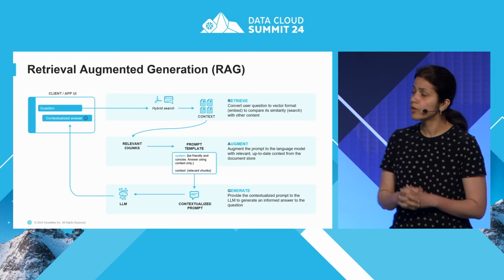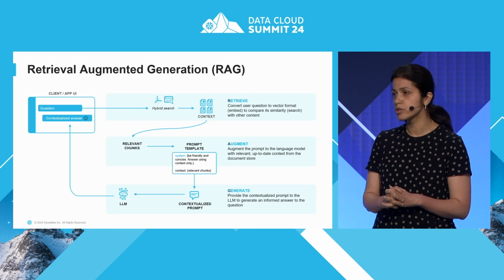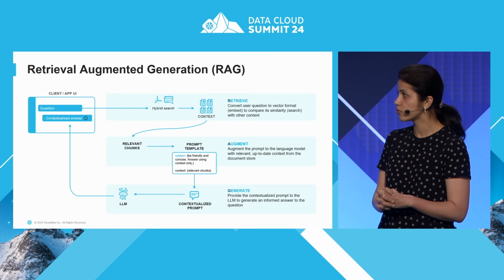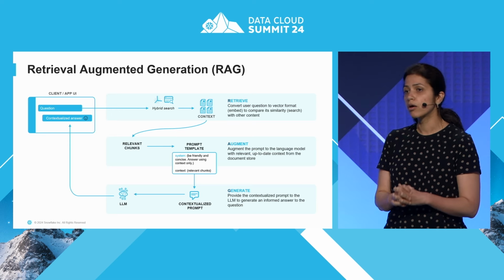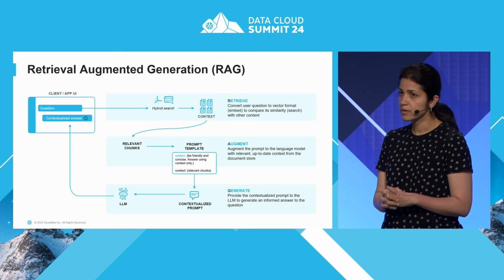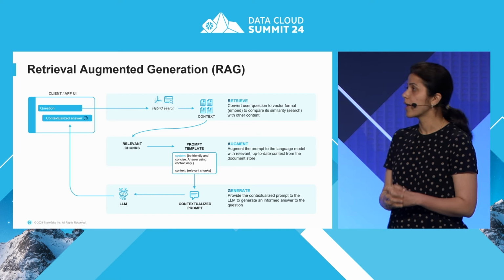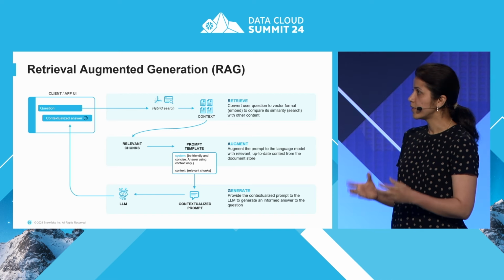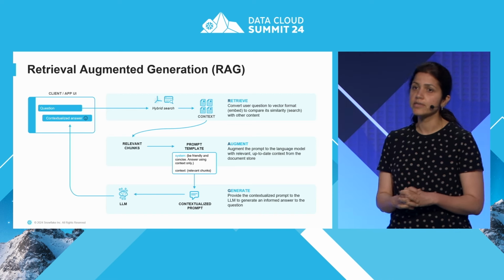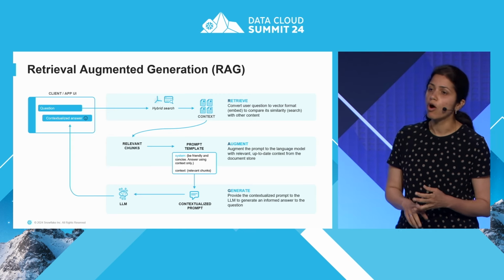So the first step here is retrieve. We would like to retrieve the documents that are closest or most relevant to the query that the user has asked. We will then augment the prompt to the LLM with this up-to-date context, so the LLM can use that. And then finally, we would like to generate an answer from the LLM. And this answer will be an informed answer based on this contextualized prompt. This is the RAG pipeline, retrieve, augment, generate.